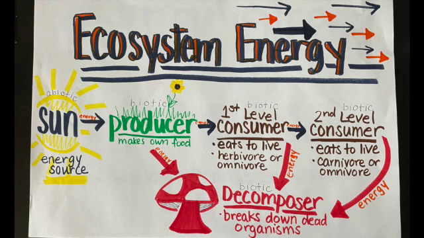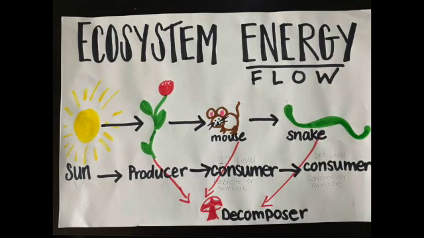Let's go ahead and check out an example of a food chain so we can see that ecosystem energy flow. We can see the energy goes from the sun to our flower producer, then the mouse eats that flower and gets energy, and the snake eats the mouse and gets energy. And when those consumers and producers die, the decomposers are there to break down those dead organisms.